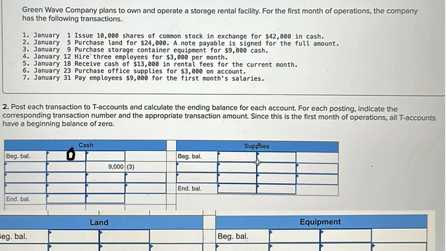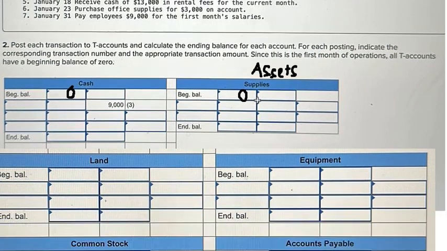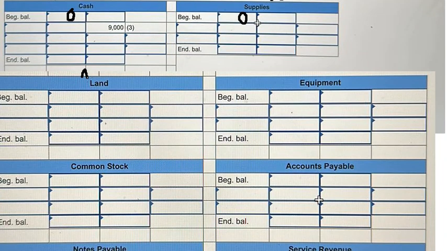Supply, that is an asset, and we know that assets should be on debit. Land, that is about assets, and this is on debit. Equipment, this is about long-term assets, and it should be on debit. Common stock, this is from equity. Common stock increases with cash, so it should be on credit.